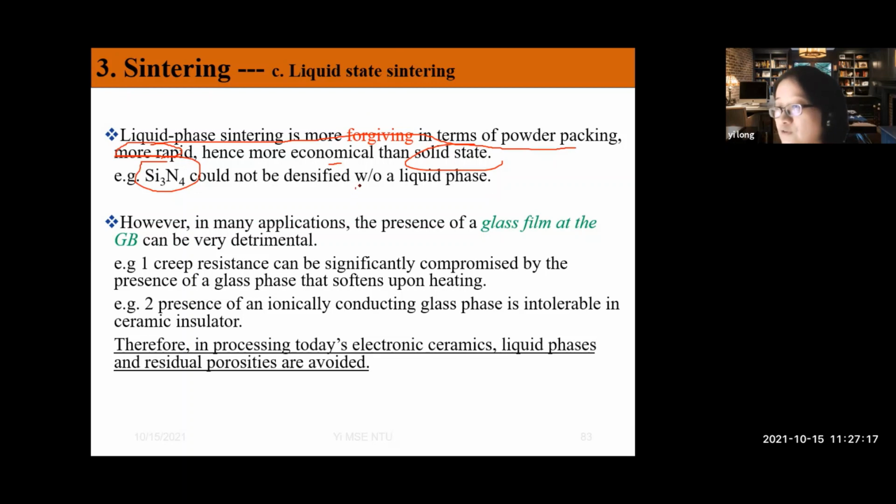So in liquid phase sintering, you have A everywhere, and you only have a little bit of B. B becomes a liquid phase first. Yes, very good. We go to the grain boundaries.